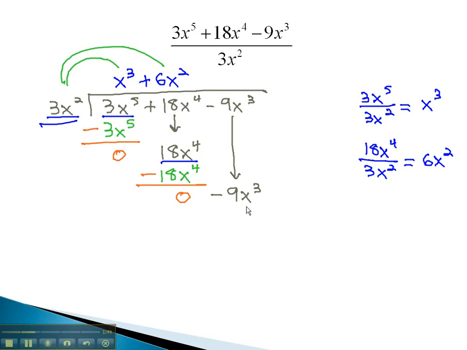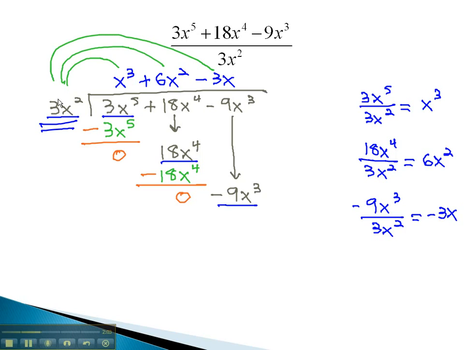Again, we repeat the process, so we can take the negative 9x cubed and divide by the 3x squared. When we do, this will simplify to negative 3x. Again, we multiply the negative 3x by the 3x squared to get negative 9x cubed. Again, we will change the sign, this time the negative becoming positive. So when they combine, we get 0. With nothing left, this problem is done.